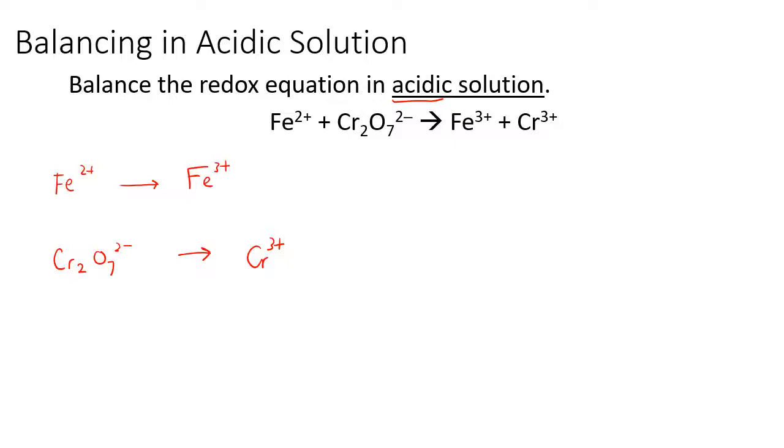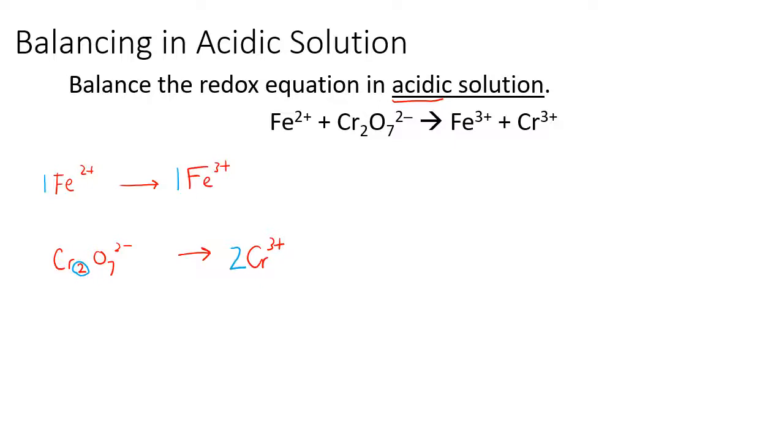In our first half reaction, we want to balance everything other than hydrogen and oxygen. There is no hydrogen or oxygen present, we just have iron. We have one iron on the left and one iron on the right-hand side. So everything's balanced by mass in our first half reaction. For our second half reaction, we have 2 chromiums on the left-hand side, and right now we only have 1 chromium on the right-hand side. So we're going to need to put a coefficient of 2 out in front of our Cr3+.